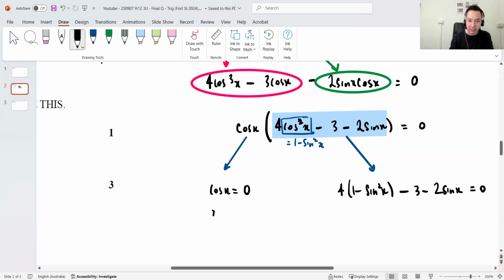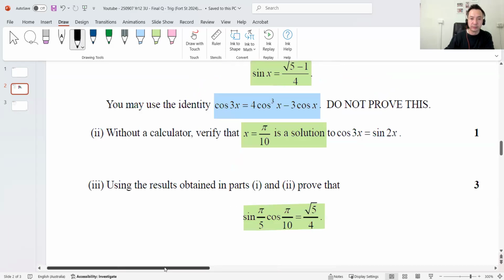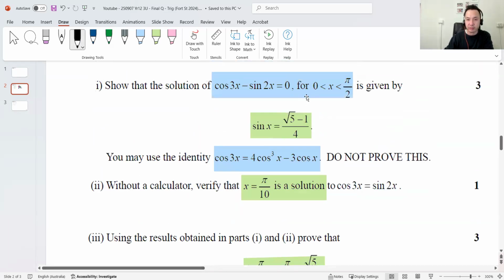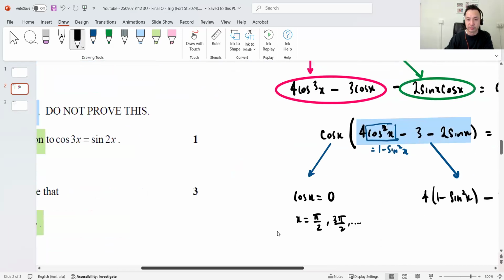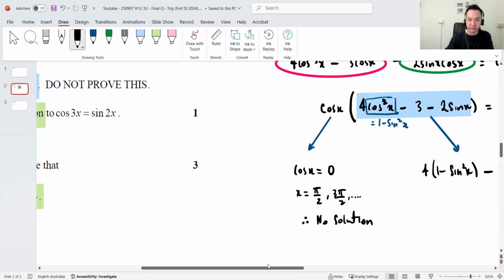Now on this side, x equals what? Pi on 2, 3 pi on 2, etc. What's my domain again? Domain is 0. Okay. So none of those, there's no solution there, right? Because it has to be less than pi on 2, so no solution here. Okay. On this side, at least. That's relevant for this domain.